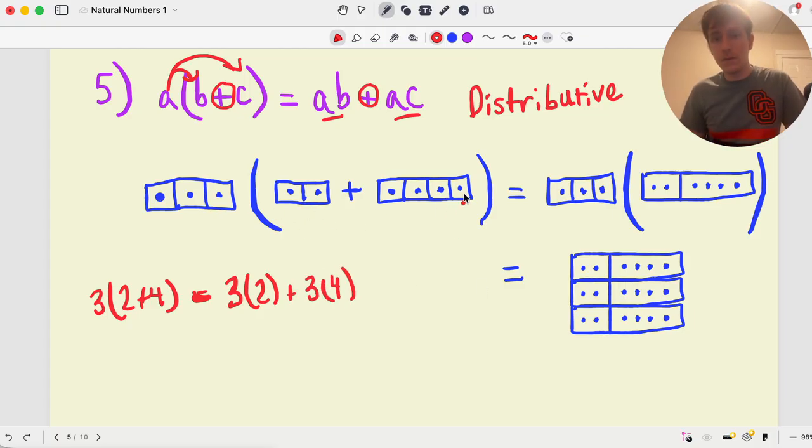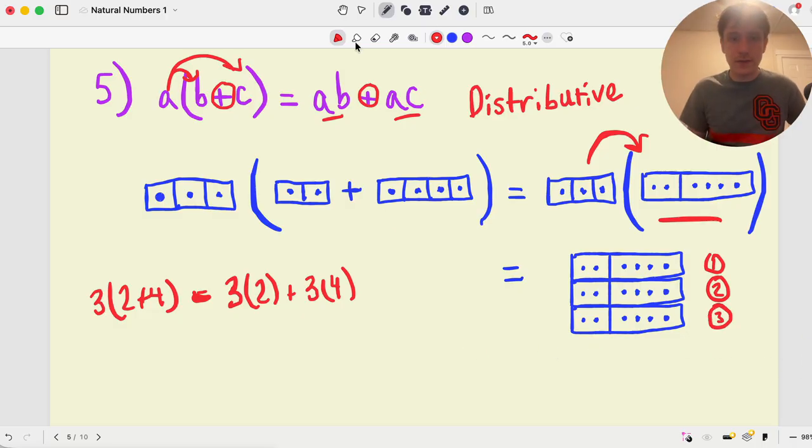So I have 2 and 4, that makes 6. So I have this thing over here. But this thing, remember, means that I want 3 copies of that. Okay, so I have 1, 2, and 3 copies.